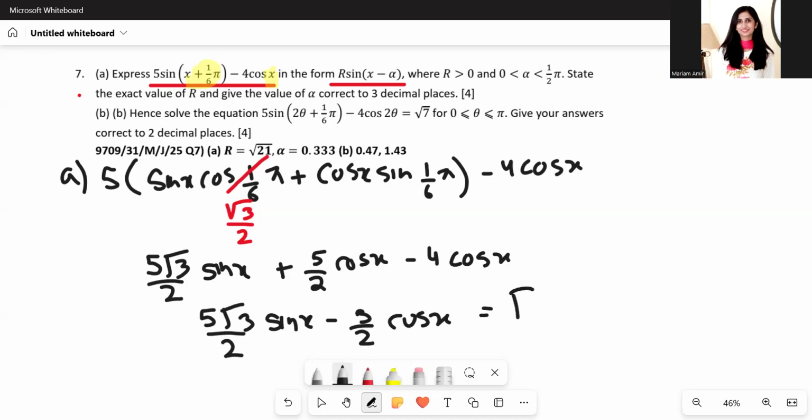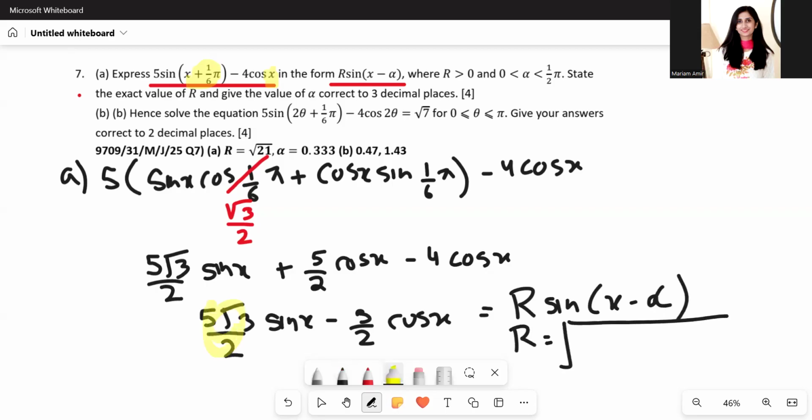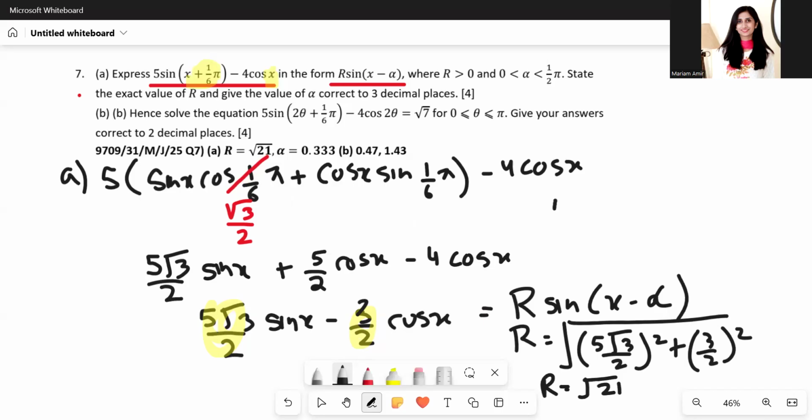Now we can write it as r sine x minus alpha. We know r is square root of square of this plus square of this. So 5 square root of 3 upon 2 squared plus 3 upon 2 squared, that is 21. So square root of 21 is r. Okay, now we need to find alpha.